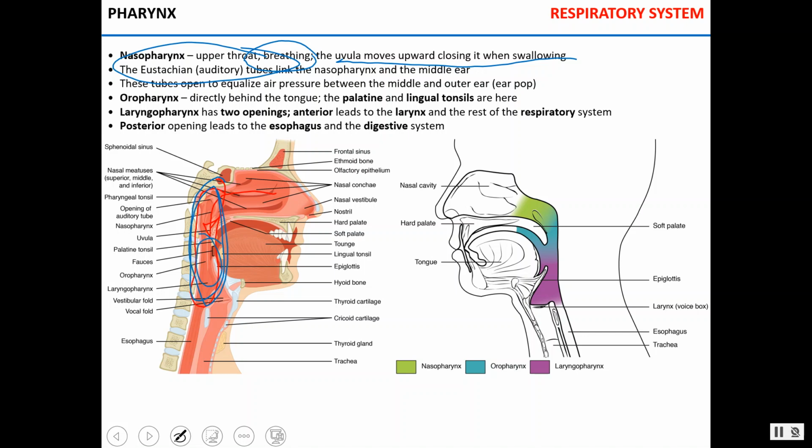The oropharynx, located posterior to the tongue, contains two tonsils, palatine and lingual, that are the first barrier in preventing infection. And the laryngopharynx here opens towards the larynx and towards the esophagus. So basically, the laryngopharynx has openings into the respiratory tract and digestive tract. Both the oropharynx and laryngopharynx participate in both digestion and respiration.